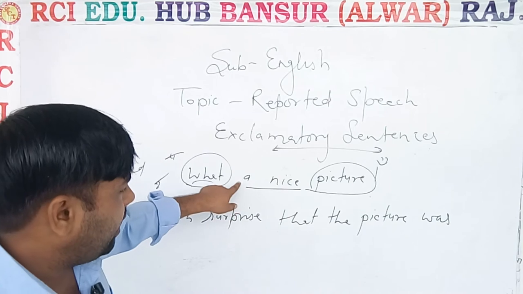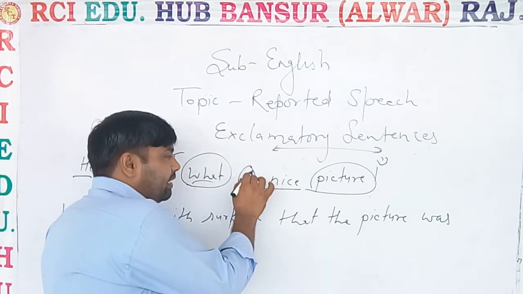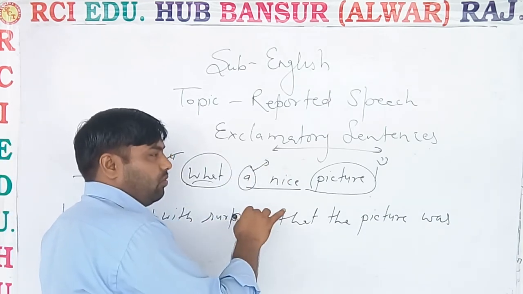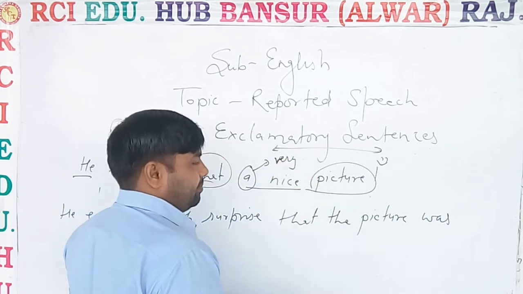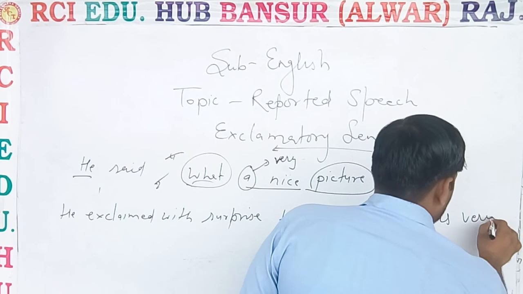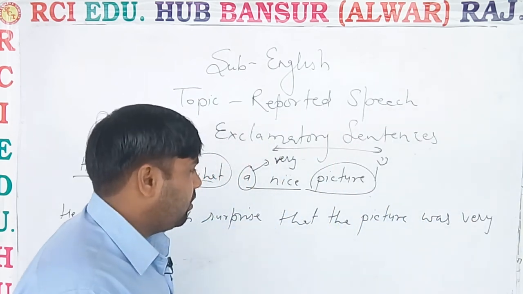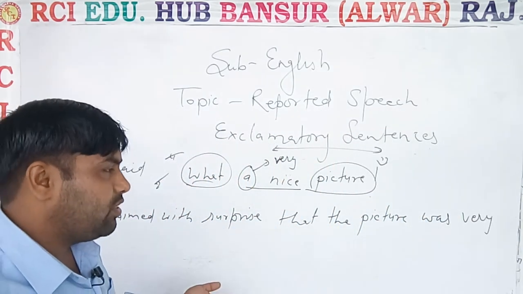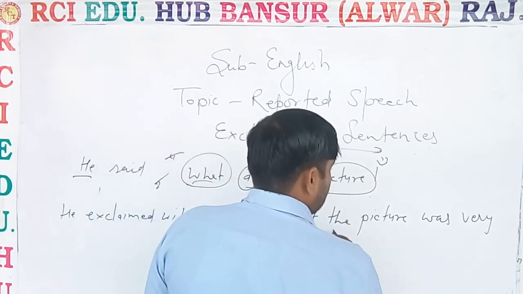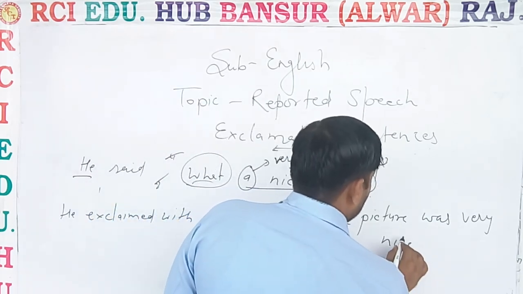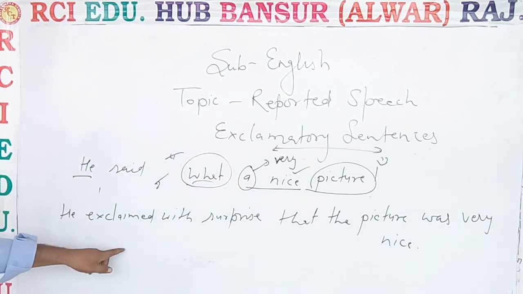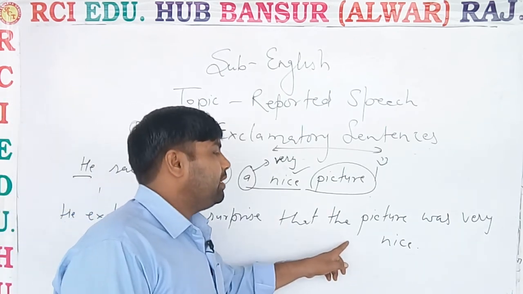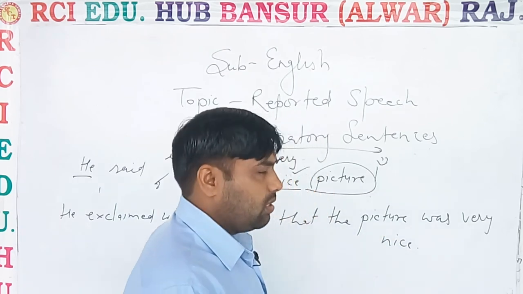"A" and "an" will be exchanged with "very". Now what is left? Only the adjective. The adjective is "nice". That is, he exclaimed with surprise that the picture was very nice.